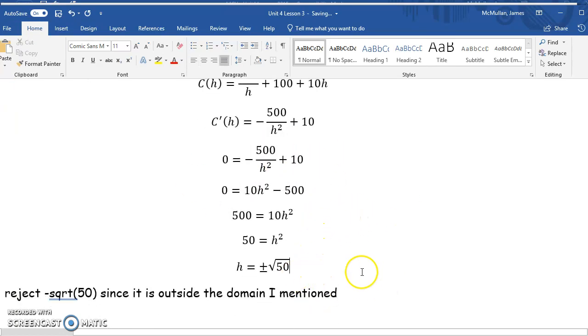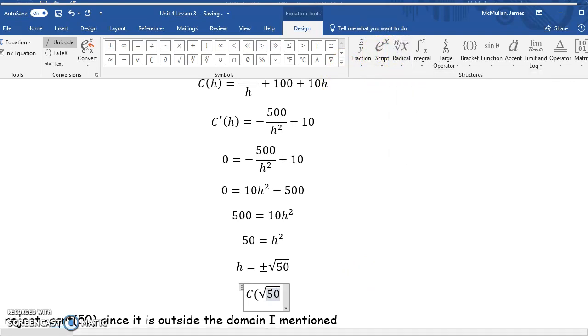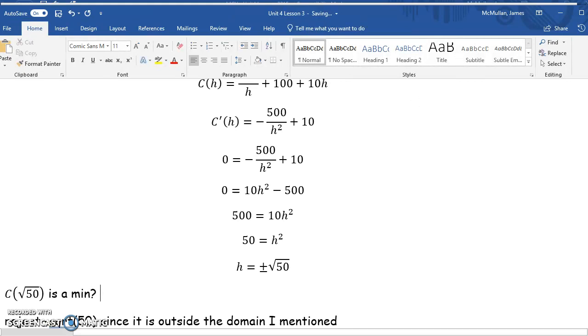At some point we would want to check that c equals positive root 50, our critical point, is in fact a minimum. How would we check that? I know the square root of 50 is approximately 7.07. So what we would need to do is check C prime of 7 and C prime of 8 and make sure that we could prove that this is actually a minimum.